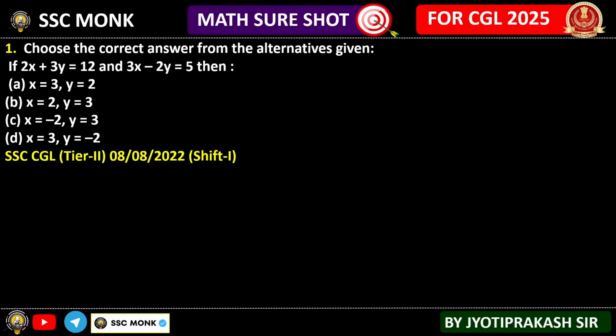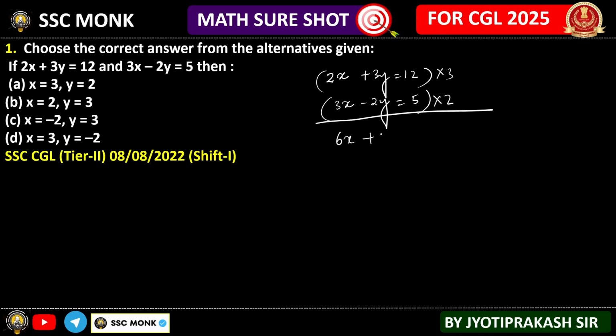So our very first question, choose the correct answer from the alternative given. 2x plus 3y is equal to 12. 3x minus 2y is equal to 5. Then what is the value of x and y? Either you can check the option or you can directly solve it. See, here it is written 2x plus 3y is equal to 12, 3x minus 2y is equal to 5. So multiply here by 3, multiply here by 2. Why? I am trying to equalize x here, and if I can eliminate x over here, I can find the value of y. Now 3 twos are 6x plus 9y equal to 36. 2 threes are 6x minus 4y equal to 10.